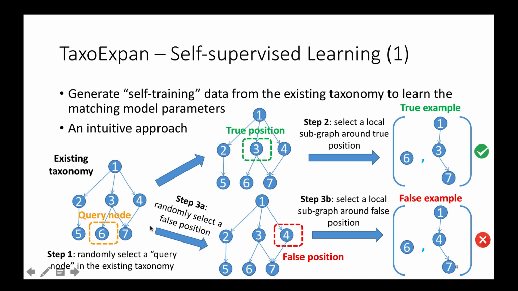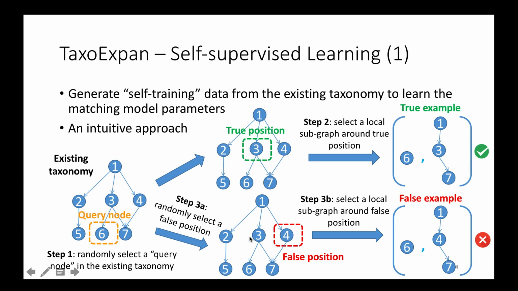One very intuitive approach for generating self-supervision data is to randomly select one node from the existing taxonomy. You treat it as the query node. Then the true parent position of this query node, as well as its local subnetwork, together with the query node, will give you a true example. Here, the true parent node is node 3, and you get its ego net paired with the original query node. This is a positive query-anchor ego net pair.